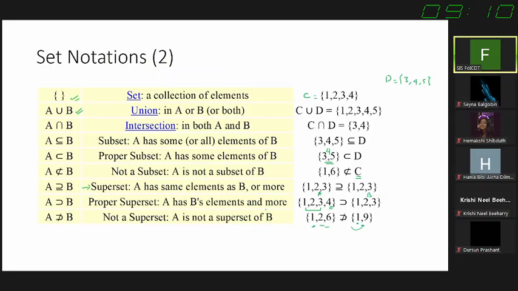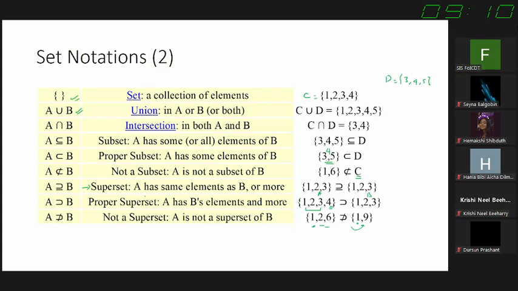Is that clear for everyone? Yes. Okay. Who's speaking? Muntasir Hasan. For proper superset and superset, can you explain it again? Okay.